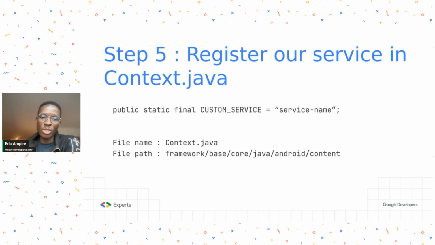In step 5, we need to register our service in the context, because as you know, to get access to a particular service, the name of that service is kept in a constant variable that is present in Context.java. That's why most of the time we need to do something like context dot the name of the service before calling that particular service. In our case, we can just add a new line into Context.java by providing the name of our service, making sure that this name is unique to avoid conflicts.